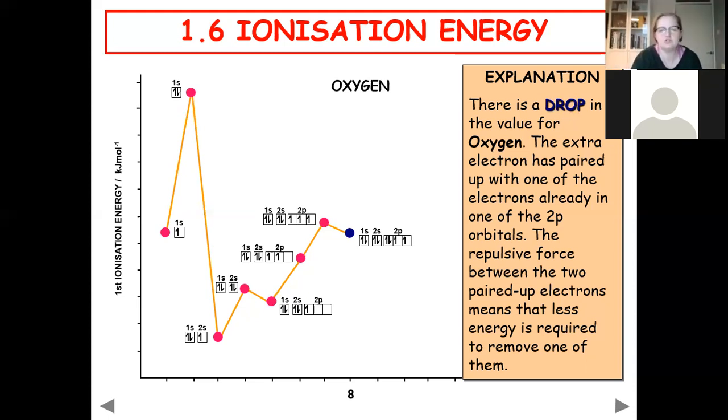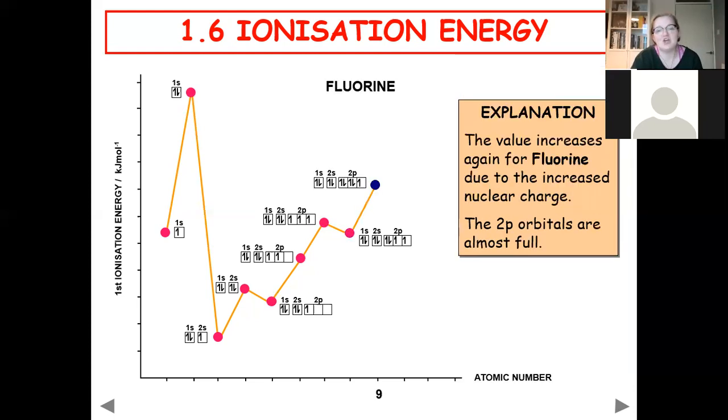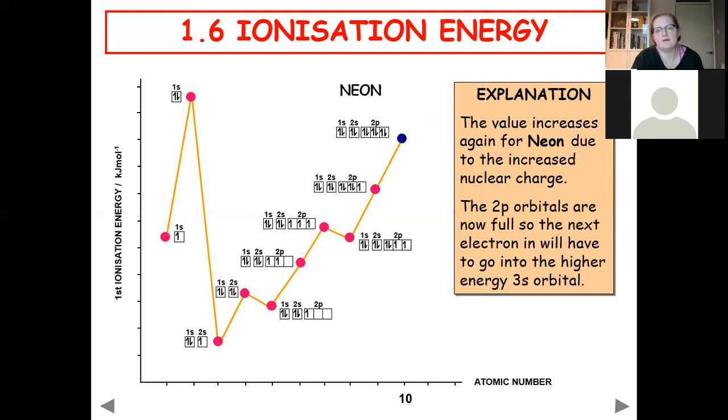So the repulsive force between the two paired up electrons means that less energy is required to remove one of them. Then fluorine, we're going to go up again, because whilst we have some repulsion going into place, it doesn't affect it as much, because this time we've got two orbitals that are full, so that repulsion is sort of dampened down now. So the value increases again for fluorine due to the increased nuclear charge, and our 2p orbitals are almost full, so they don't have this same instability as before. Neon is going to go up. The value increases for neon because we have this increased nuclear charge.